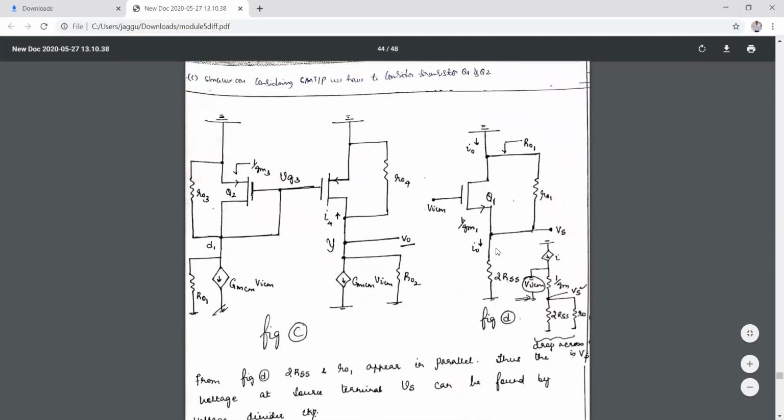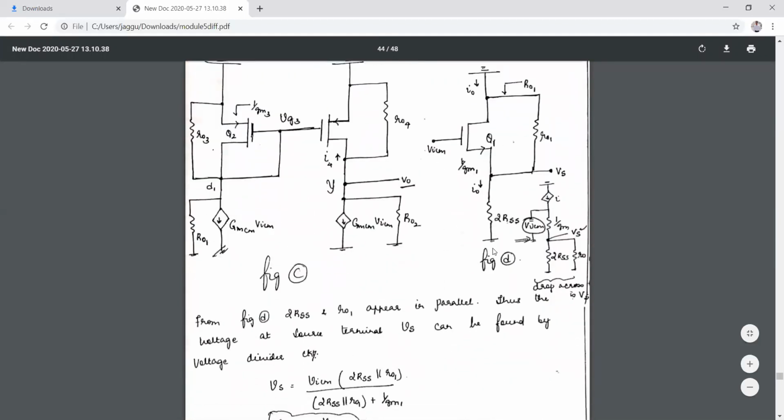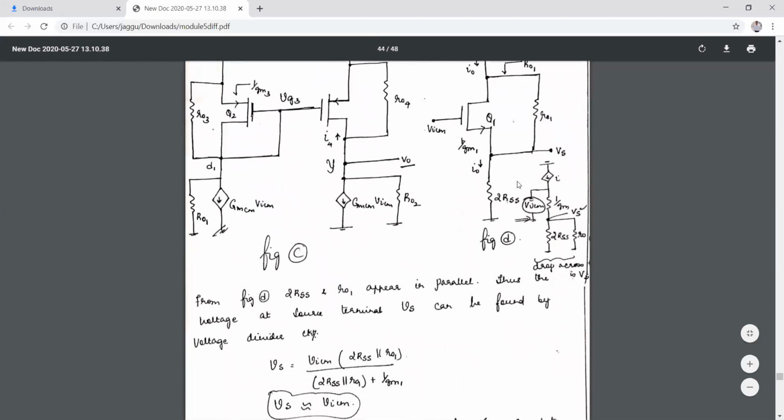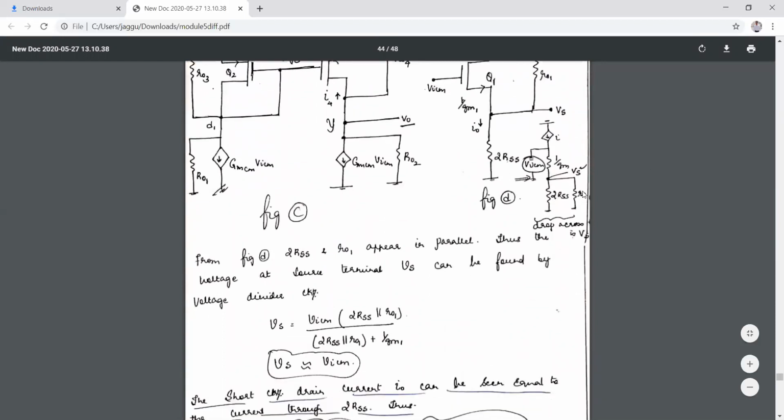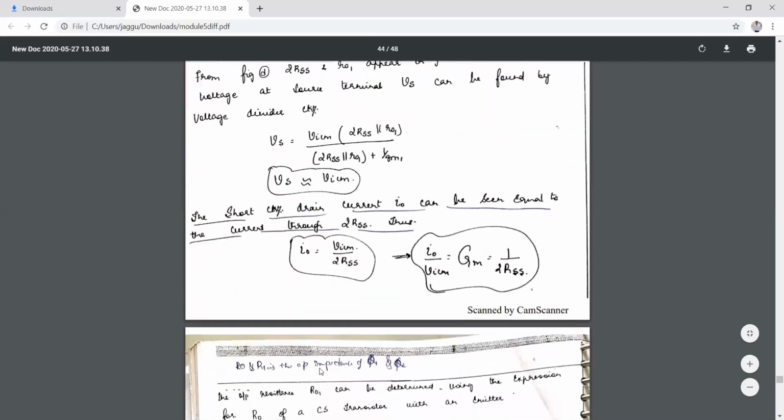Now figure D is a much more simplified circuit. From figure D, the two RSS appear in parallel. So this is another simplification. The voltage at the source terminal can be found from this equivalent circuit. You can write Vs equal to VICM into 2RSS, because R0 and 2RSS come in parallel. So Vs is nothing but close enough to VICM.